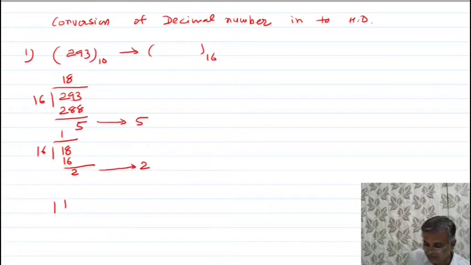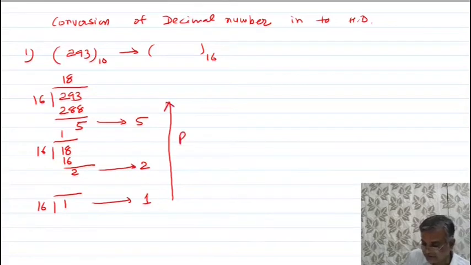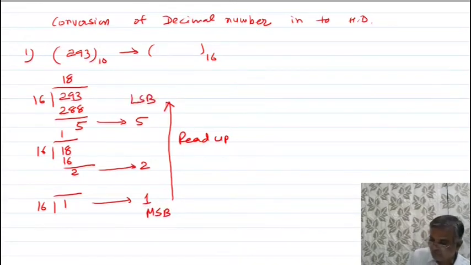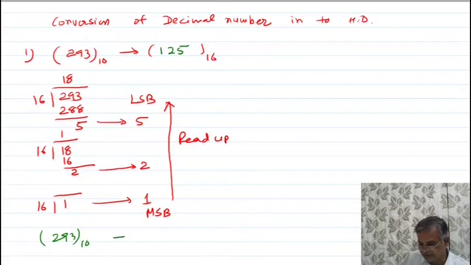Now 1 cannot be divided by 16, so the remainder is 1. Read it upward: this is your MSB, this is your LSB. So I can write your answer as 125. So 293 decimal is represented as 125 in a hexadecimal number.